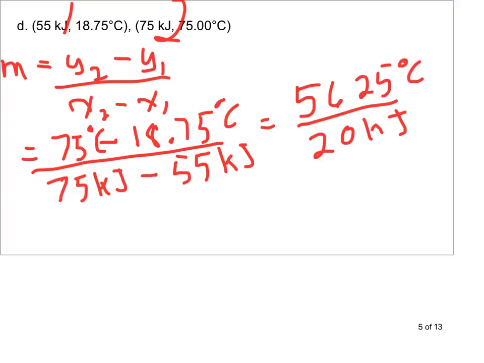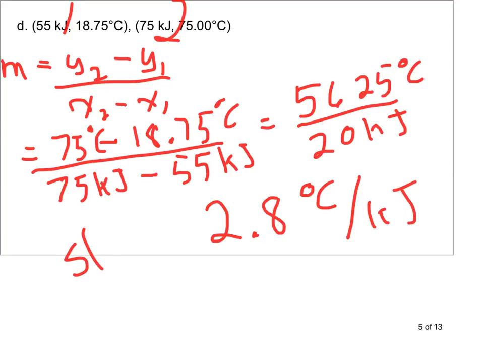56.25 degrees Celsius. Yeah, we've got to divide that by the 20. And looks like we get to keep 2 sig figs. We'll go 2.8 degrees Celsius per kilojoule is our slope.